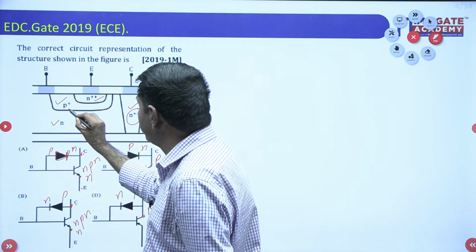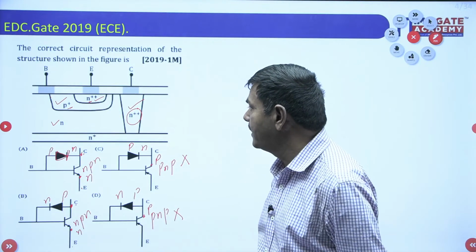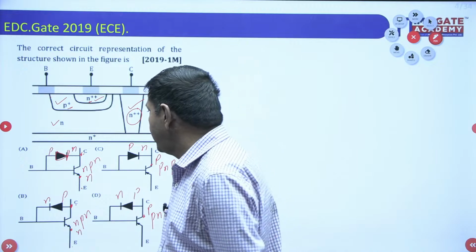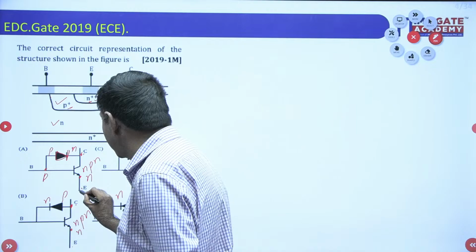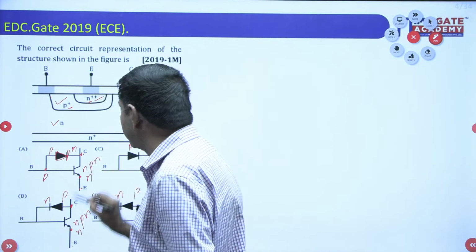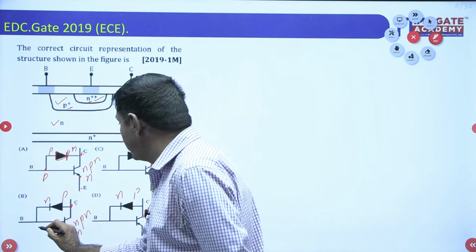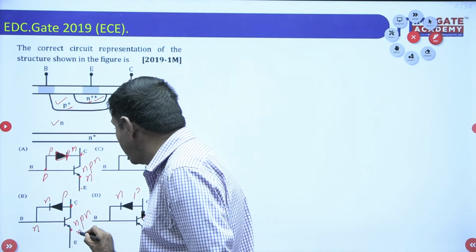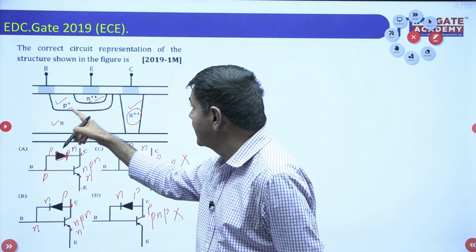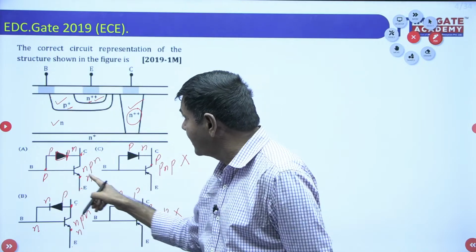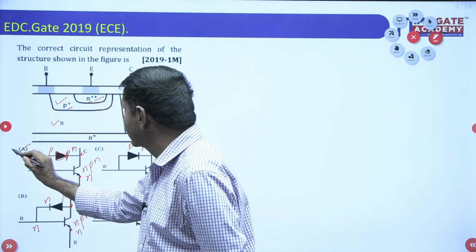Base and emitter are P-type and N-type. The base is P-type, the emitter is N-type. Yes, it is P and N only. But in the other option, the base is N-type and the emitter is N-type. As per this question, base and emitter should be P and N, and here I am getting PN. 100% option A is correct, we can say.